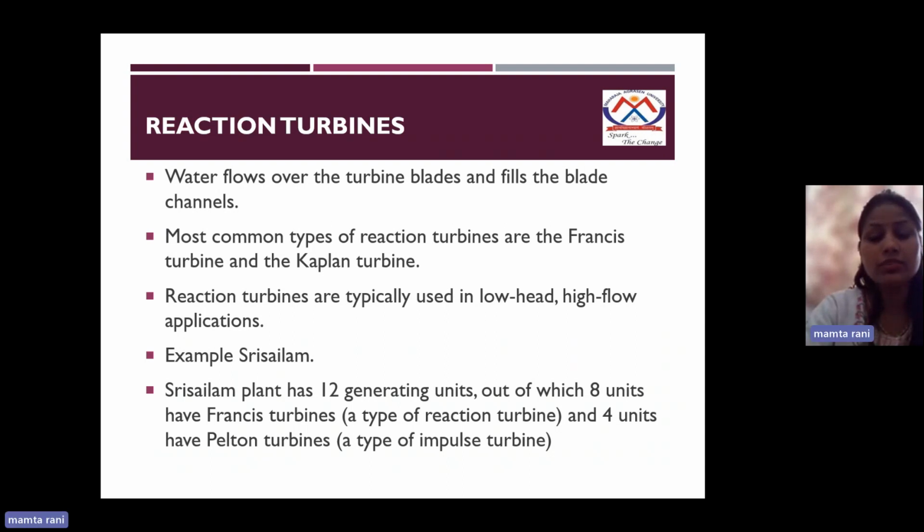An example of a site where reaction turbines can be used is a large river with a moderate flow rate and a low head. It might be used in a hydroelectric power plant located downstream from a dam or reservoir. A reaction turbine is commonly used in Srisailam. It is located on the Krishna River and is home to a large hydroelectric power plant that uses a Francis turbine to generate electricity. Then we have cross flow turbines.